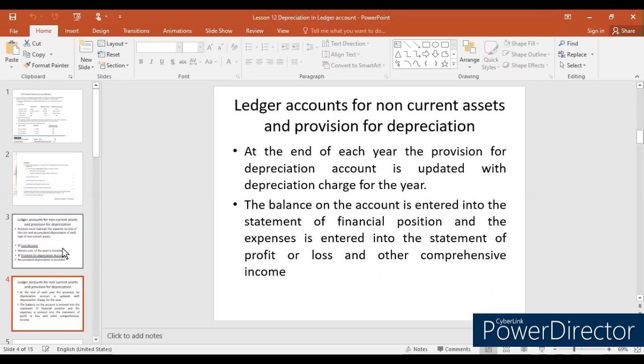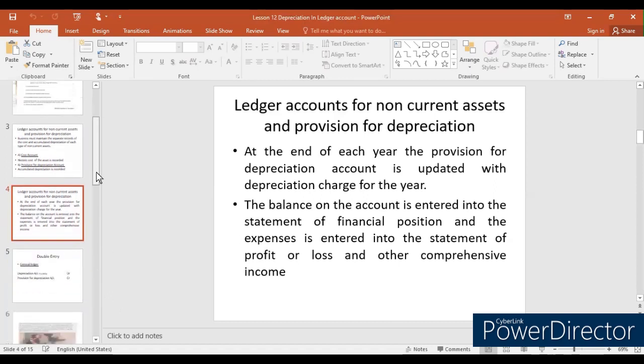Now, when you prepare your provision for depreciation account, there will be an updated amount which is known as the depreciation figure, and there will be a balance amount. It goes to your financial position or to the income statement as an expense, depending on the nature of the item. We will teach you how to do it.